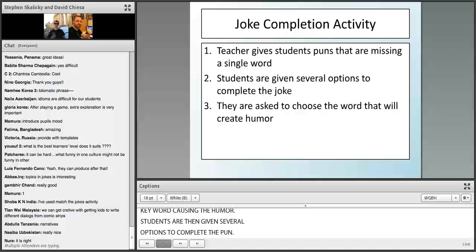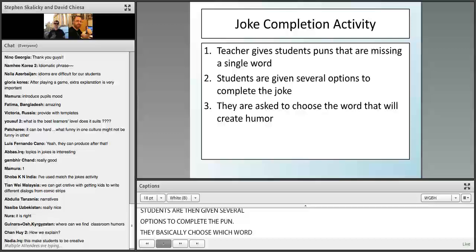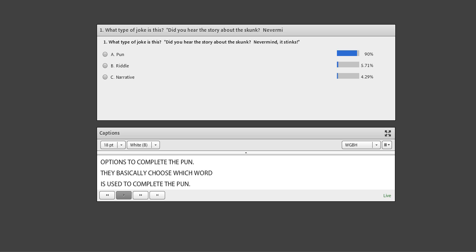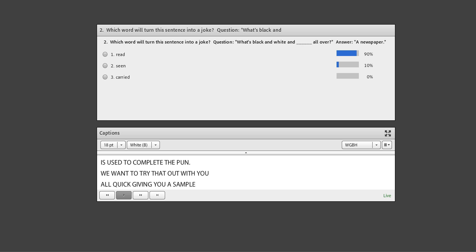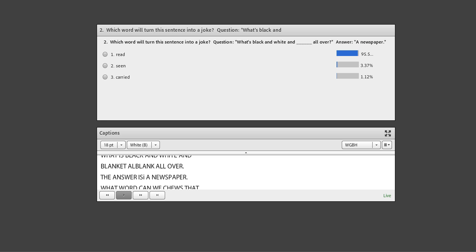So we want to try that out with you real quick by giving you a sample joke to see if you can figure out which one to put in. Okay, so here's your joke. What's black and white and blank all over? The answer is a newspaper. What word can we choose that makes this humorous? And I see a lot of people are choosing number one, red.